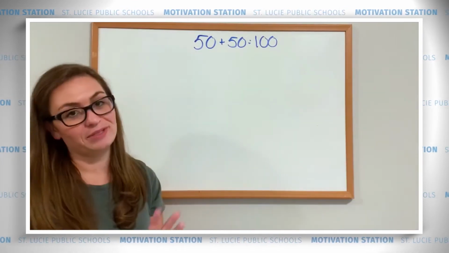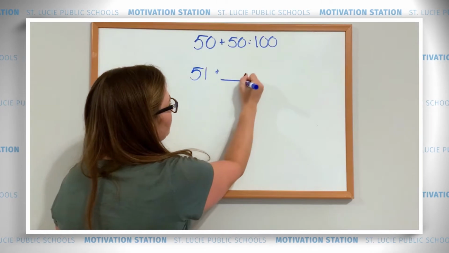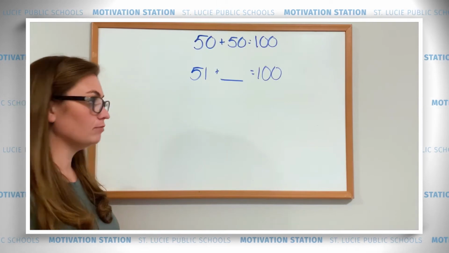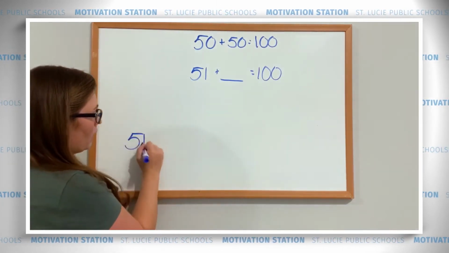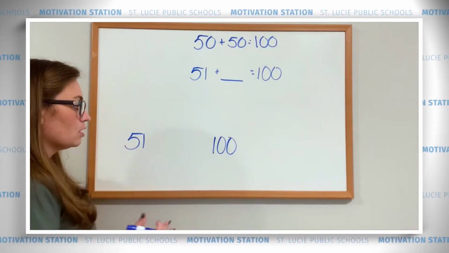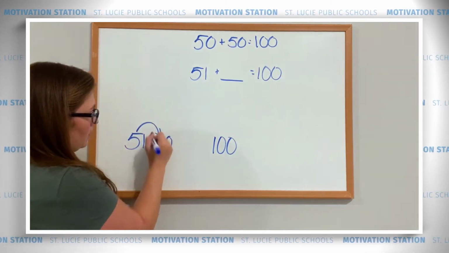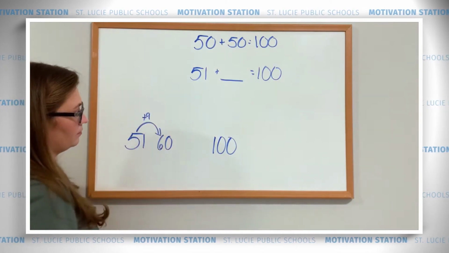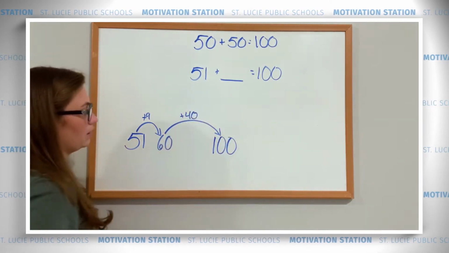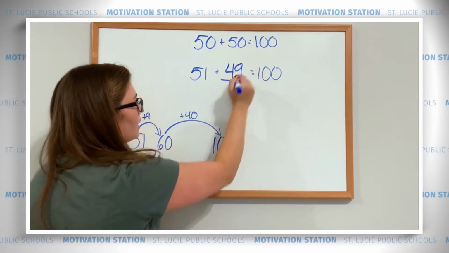Okay, now you know 50 plus 50 equals 100. But what about 51? 51 plus what equals 100? Not sure? Let's do an open number line. We know we have to get to 51 from 100, or vice versa. We could add too. So let's add. Okay, 51, let's get to the nearest 10. That would be 60. That would be plus 9. And then I need to get from 60 to 100, which would be plus 40. So 9 and 40 would be 49.